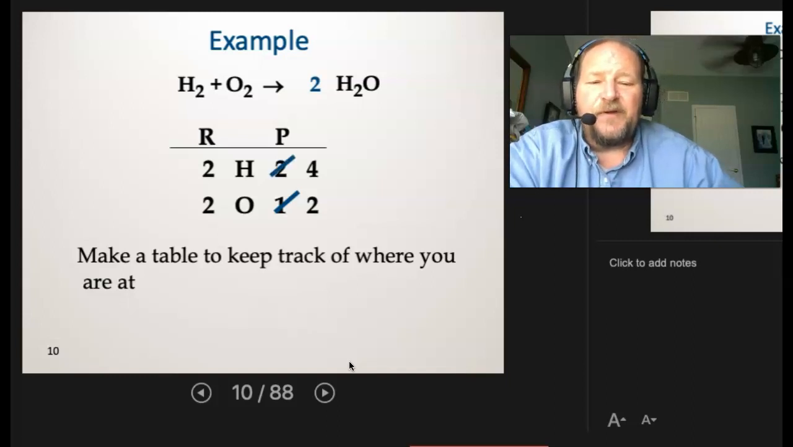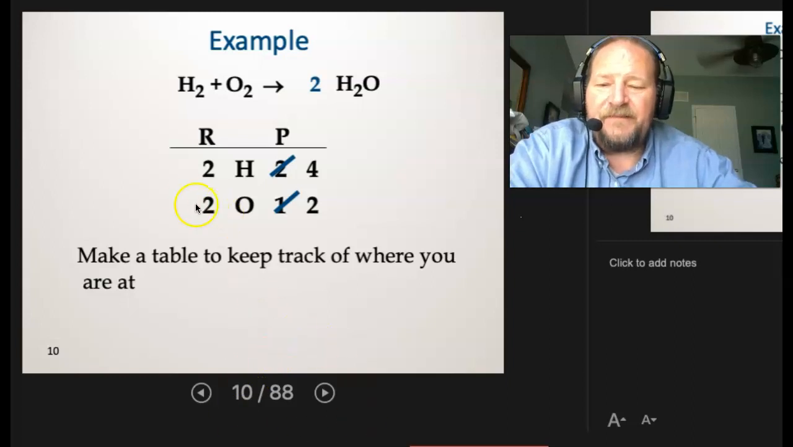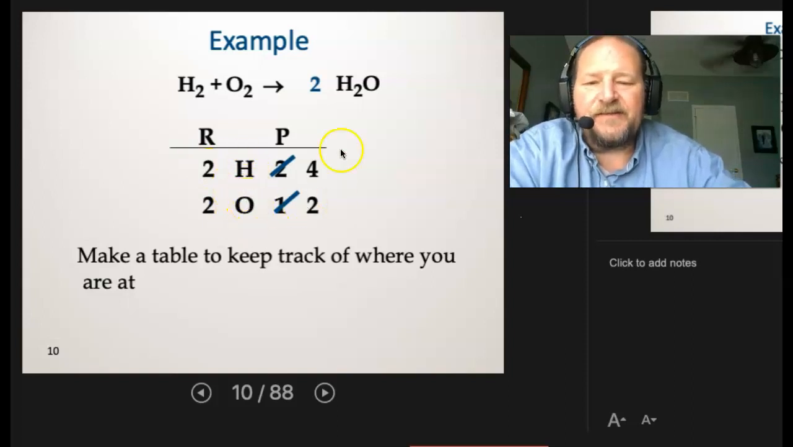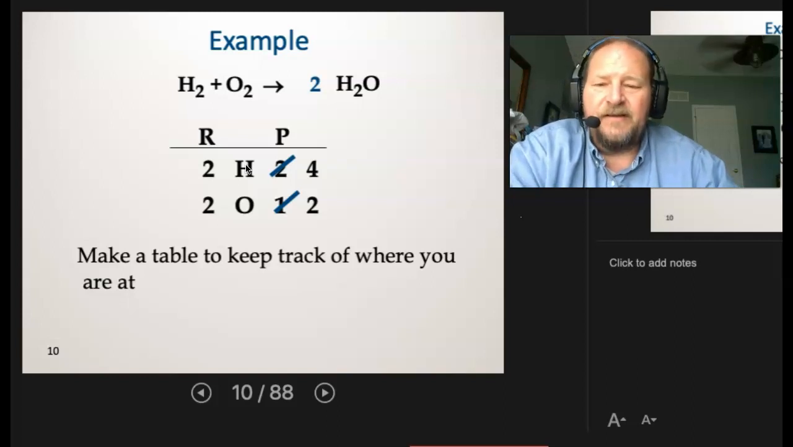All right, now at this point we only have 2 elements, but if I had a longer list and I had more elements, I would move on to those elements and make sure I'm getting those balanced next. Once I get to the bottom of the list, I'll come back to the top and start checking again. In this case, we only have the 2 things, so we're going back to the top immediately and we're going to fix the hydrogen right away.